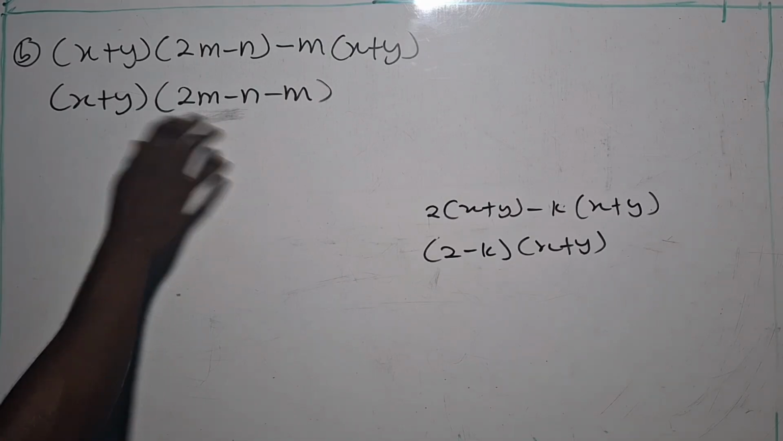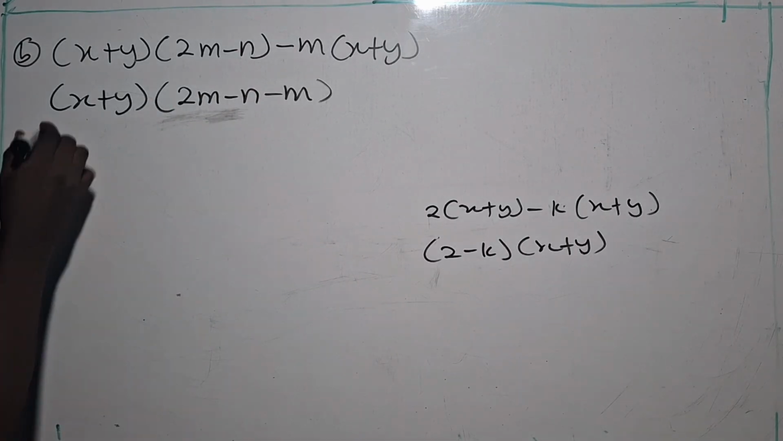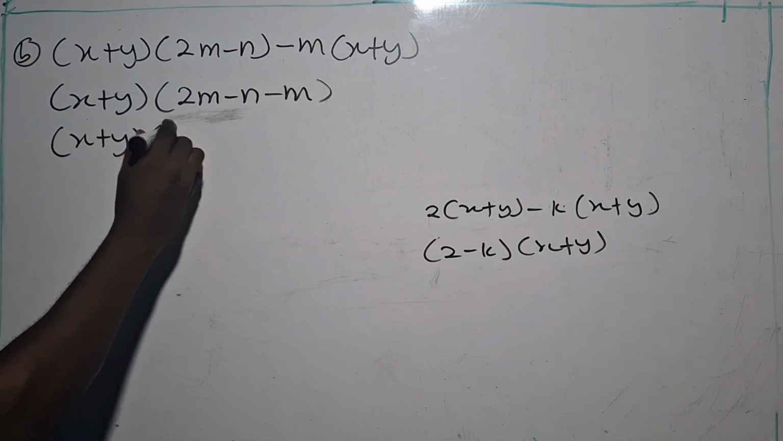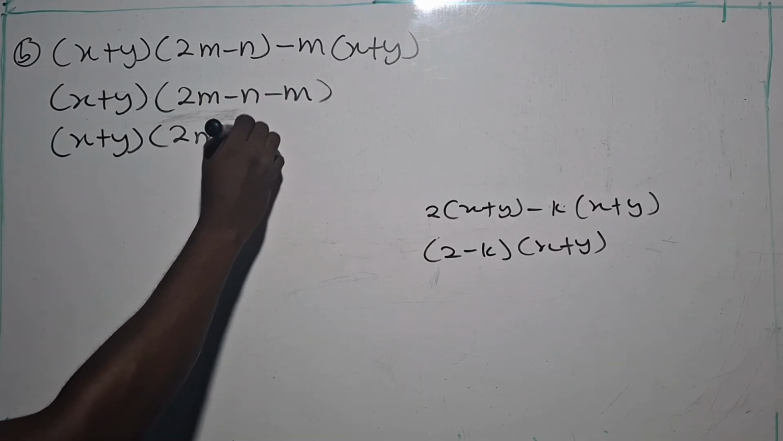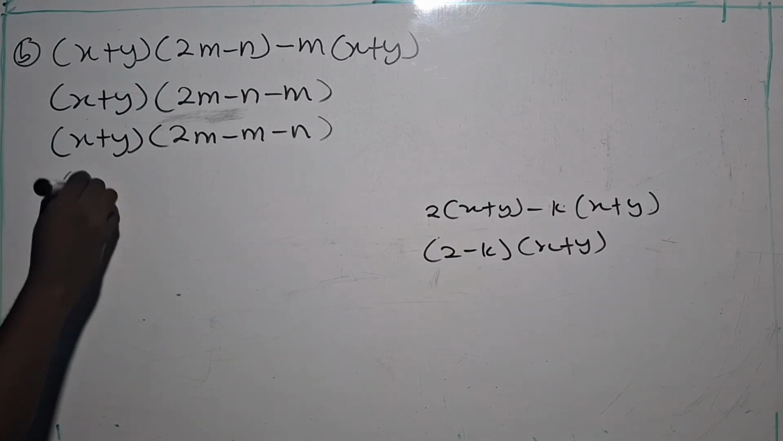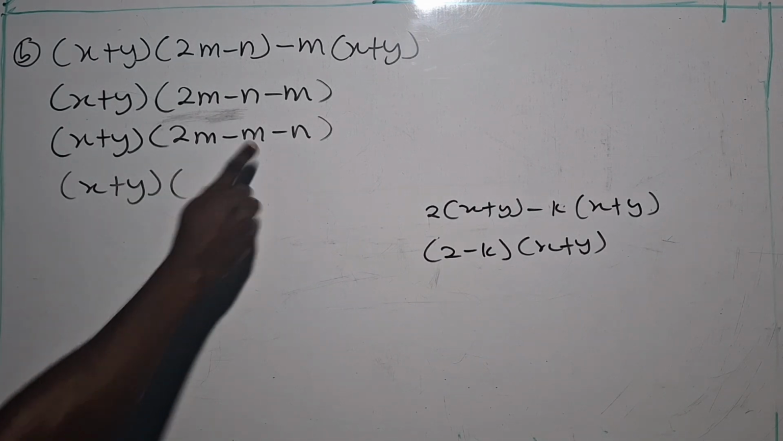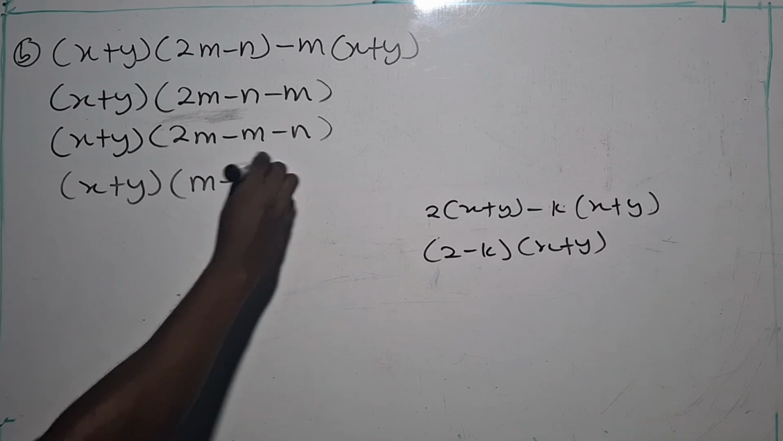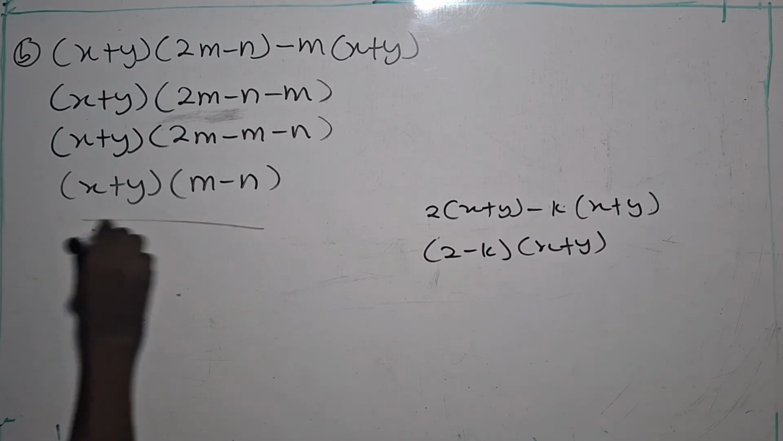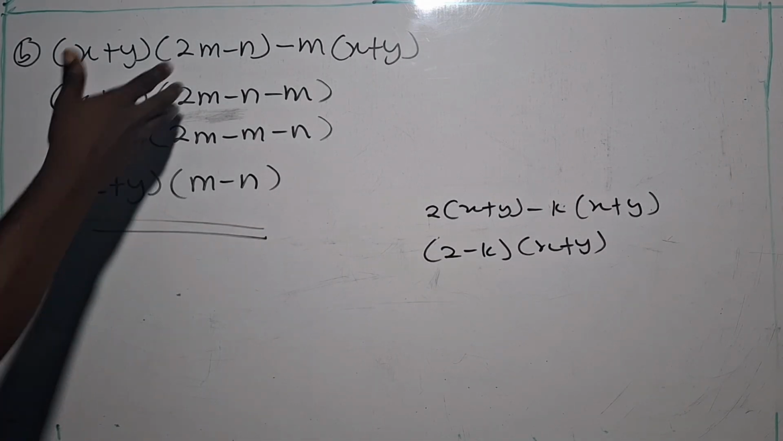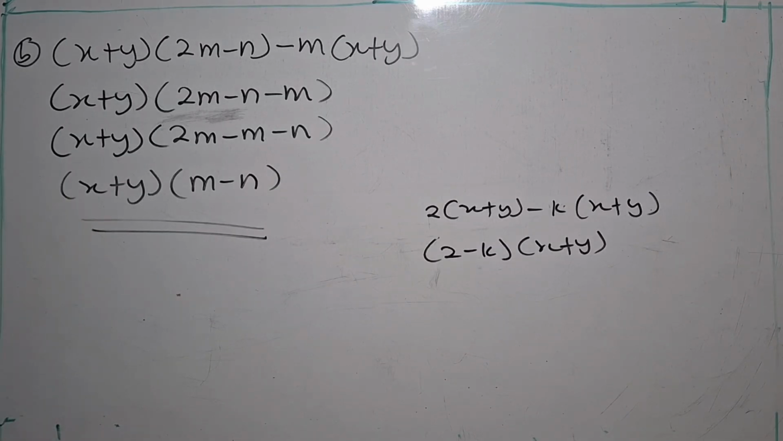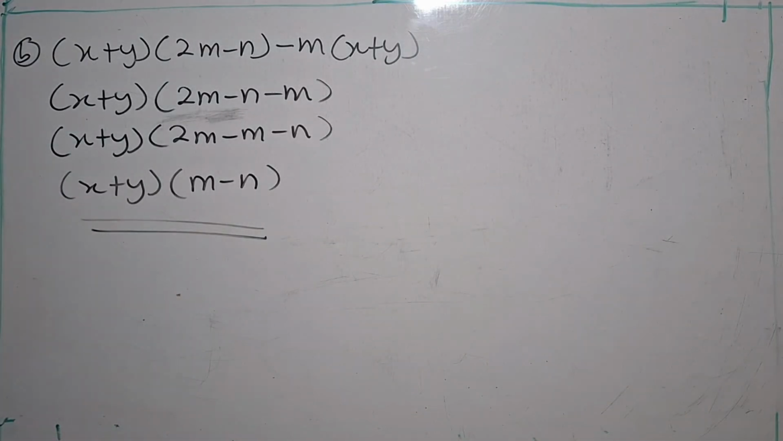But when you look here, we are not done. There are like terms that we can group. So we have (x + y) giving us (2m - m - n). This side will give us (x + y) in one bracket, then 2m minus m is m, so we get (m - n). So this is the solution to what students were asked to solve in the just ended BECE. That's why I'm saying it is very straightforward and easy.